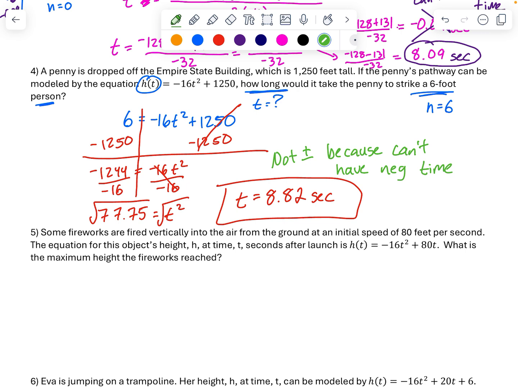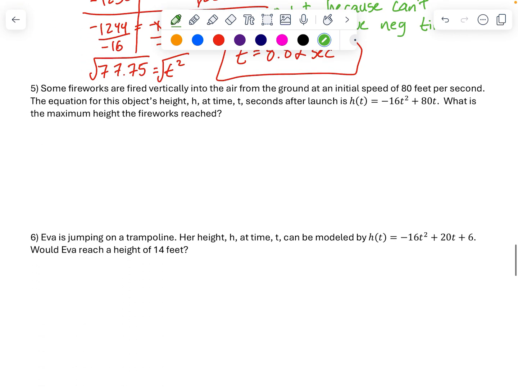All right, let's look at some fireworks. So some fireworks were fired vertically into the air from the ground at the initial speed of 80 feet per second. The equation for this object's height, h, at time t seconds after launch, is that equation. What is the maximum height the fireworks reached? Ooh, we've done this. Maximum height. So we're trying to find the vertex. So in this scenario, we first have to find the time that it hits the vertex, and then we're going to plug that in. So a reminder, the vertex is at negative b over 2a.